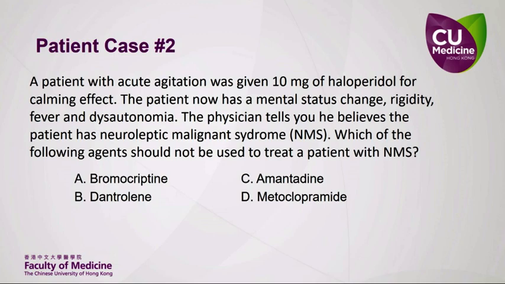Patient case number 2. A patient with acute agitation was given 10 milligrams of haloperidol for calming effect. The patient now has mental status change, rigidity, fever, and dysautonomia. The physician tells you he believes the patient has neuroleptic malignant syndrome. Which of the following agents should not be used to treat a patient with neuroleptic malignant syndrome? Is it bromocriptine, dantrolene, amantadine, or metoclopramide? D is the correct answer. All others are possible treatment options.